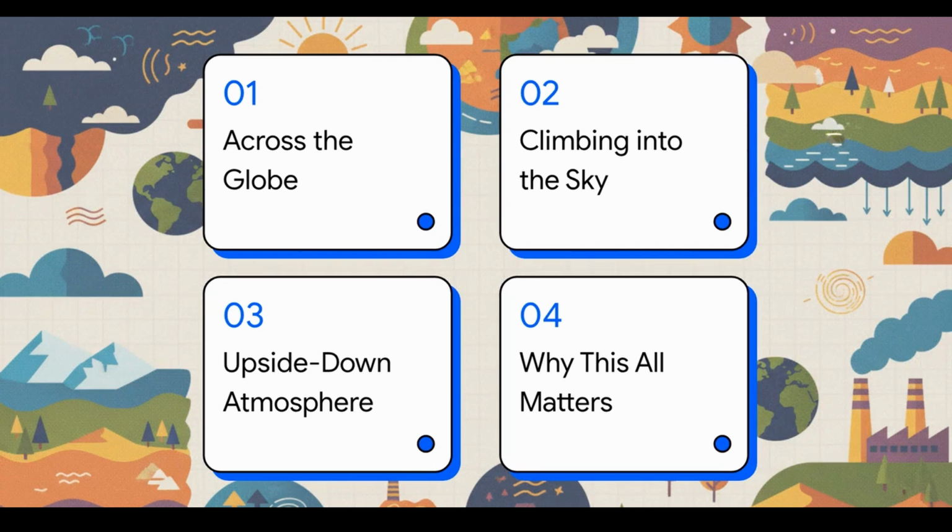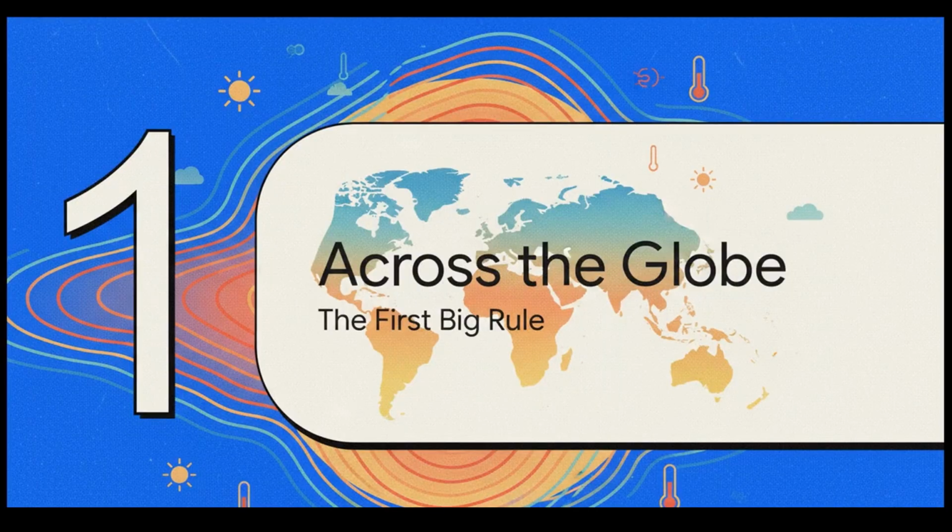So here's our game plan for this little tour. First, we're going to look at the biggest, most basic rule that decides temperature across the whole globe. Then, we're heading up to see what happens when you climb higher and higher. After that, we'll get into a really bizarre exception where the rules just get flipped on their head. And finally, we'll tie it all together and see why this stuff really matters for our everyday weather and our planet's future. All right, part one.